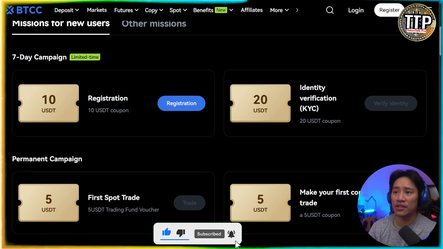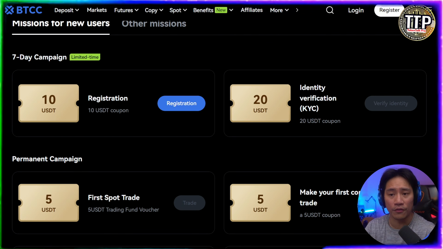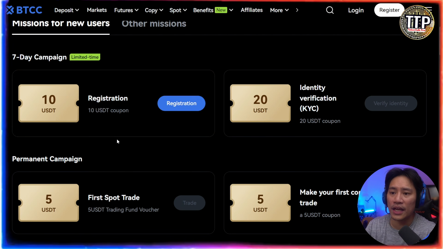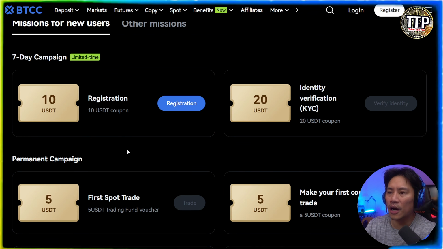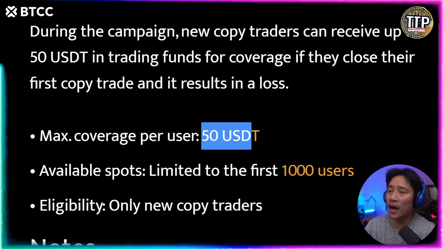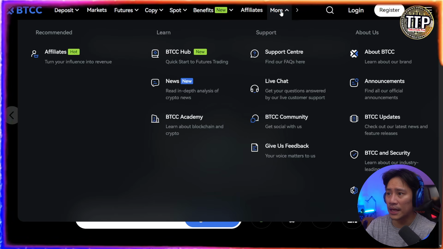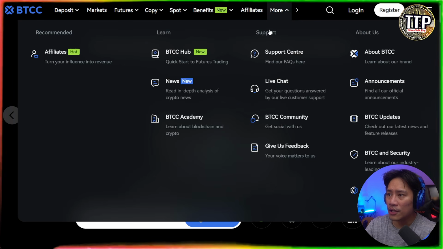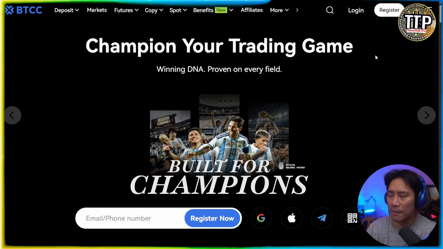Check this out, guys. They have a 7-day campaign, limited time that you could review. And of course, guys, BTCC also introduced a limited campaign that is very, very helpful. Take advantage of that one. Again, make sure to head on over to their website. There is tons of information if you hover your mouse over More. You have the BTCC Hub, the news, BTCC Academy, and all that about BTCC.